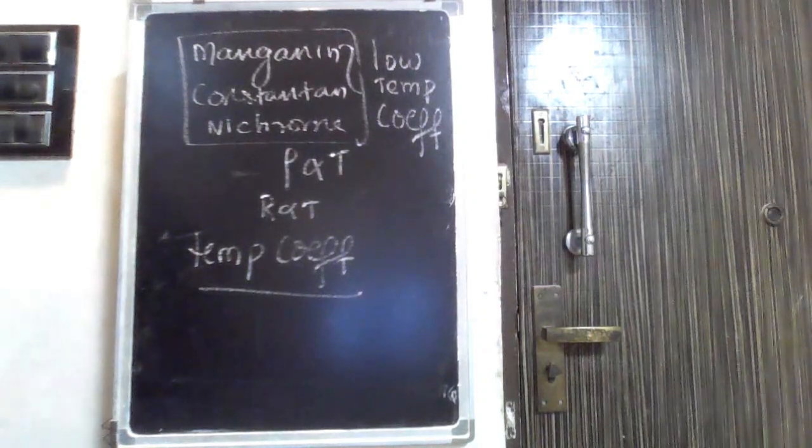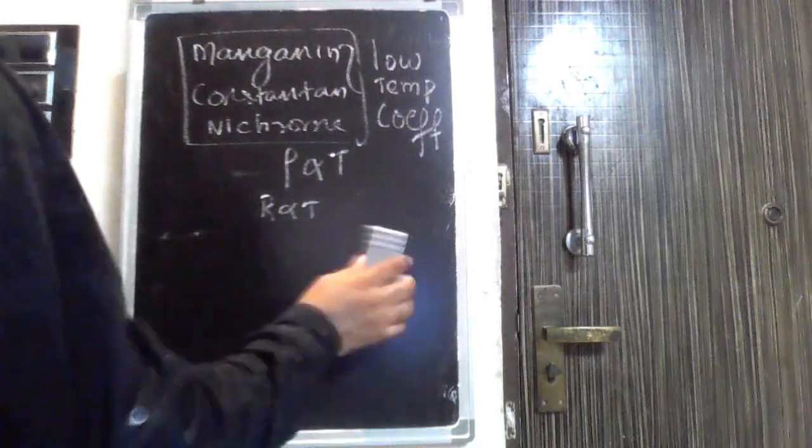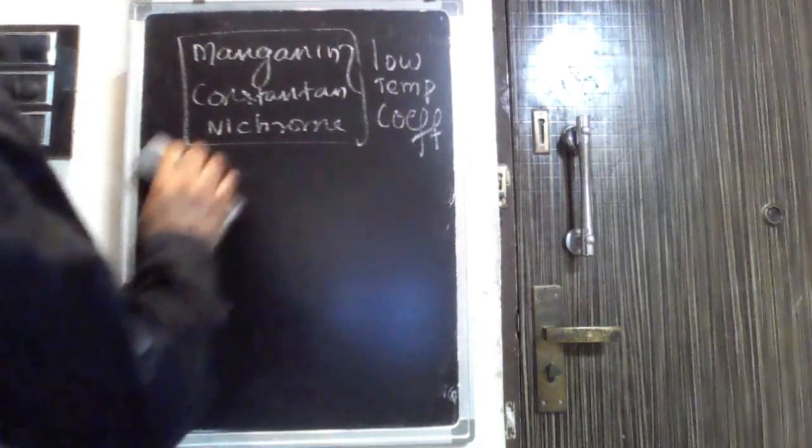Because they have a low temperature coefficient and high resistivity. Low temperature coefficient means that with temperature, resistance is not going to get affected much. I will not use copper because it has a high temperature coefficient. I will not use semiconductors because they have a negative temperature coefficient. With temperature, resistance will decrease, so that's going to be dangerous. So semiconductors are not used.